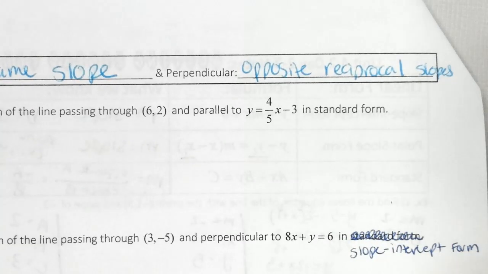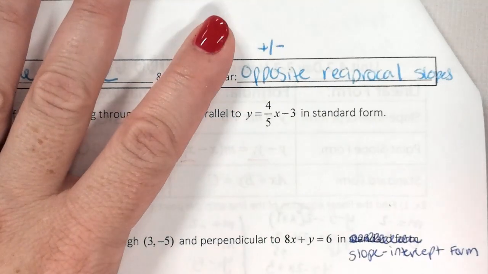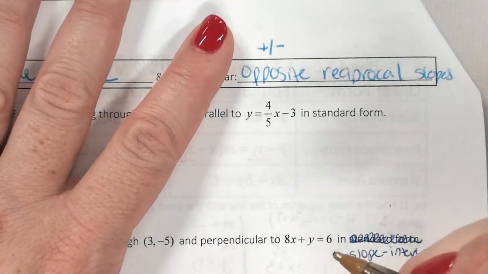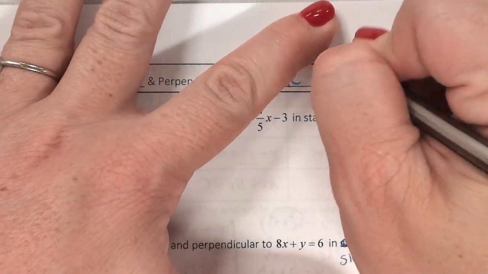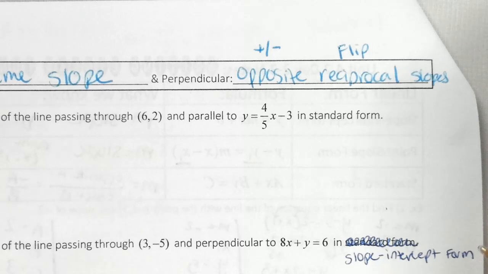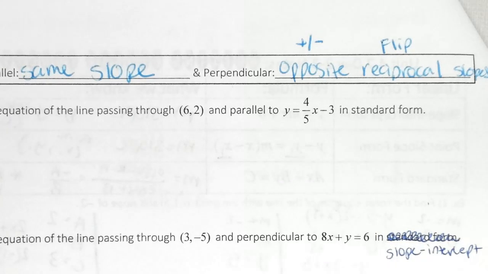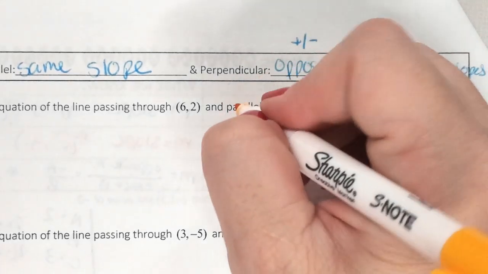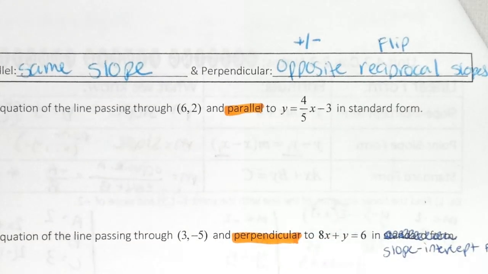Now, when I say opposite reciprocal, don't let those words throw you off. Opposite just means positive versus negative. So if it was positive, now it's negative. If it was negative, now it's positive. Now, reciprocal means flip. Okay? So you're just changing the sign and flipping it. Yes? So if you look at this first one, it says parallel. Second one says perpendicular. So those are important things on these problems.